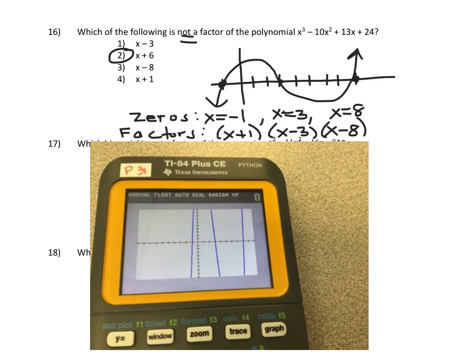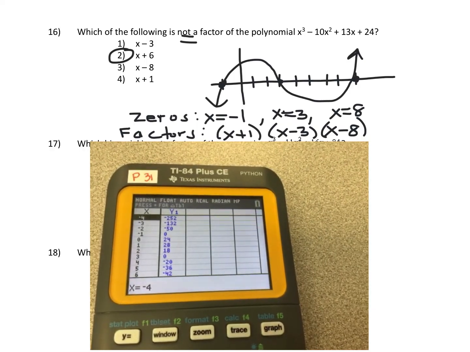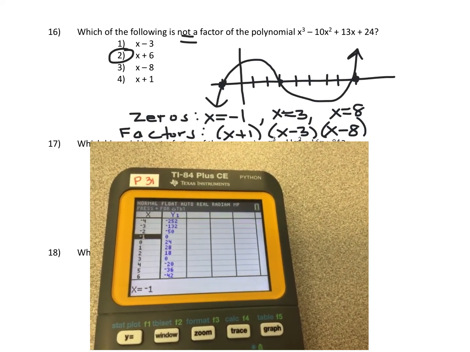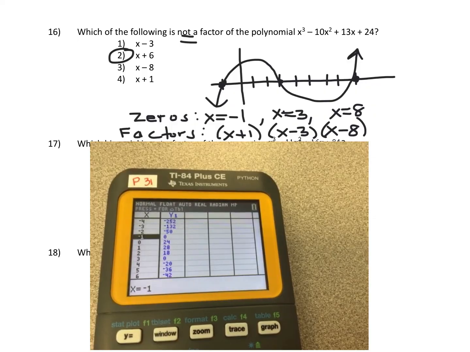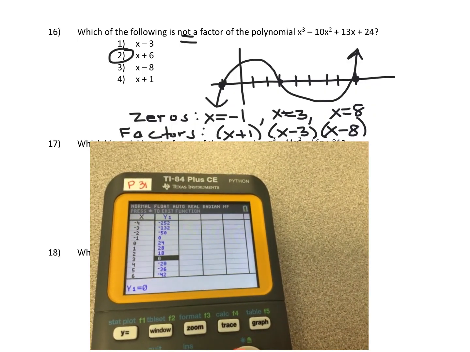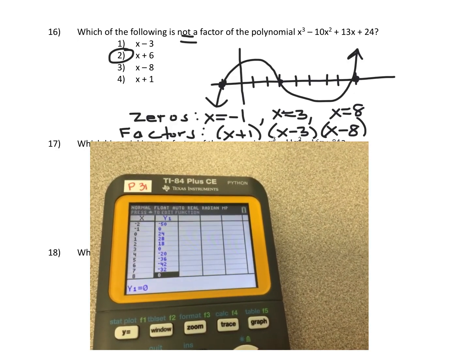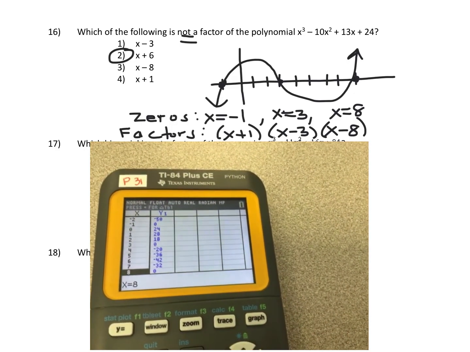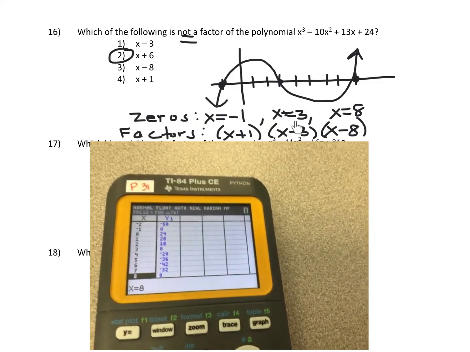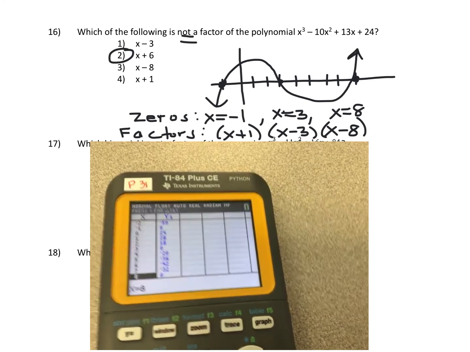Okay, and just a reminder, if it's easier for you, hit second graph and go to the table of values. You could see that when x is -1, y is 0. When x is 3, y is 0. And if we keep scrolling, when x is 8, y is 0. So again, -1, +3, and +8 are zeros. So the factors have the opposite signs.